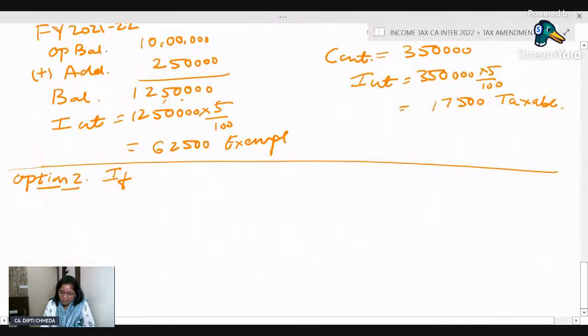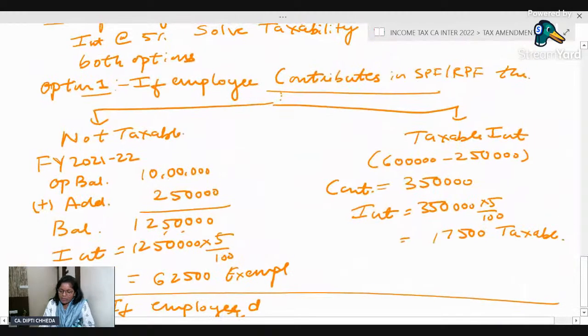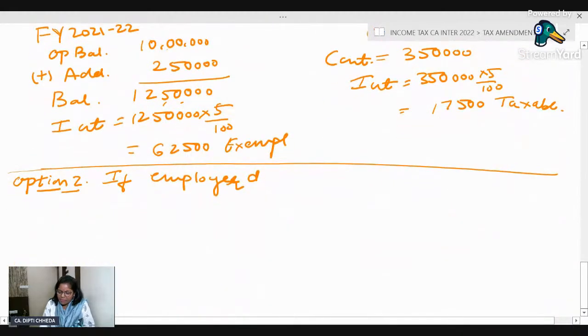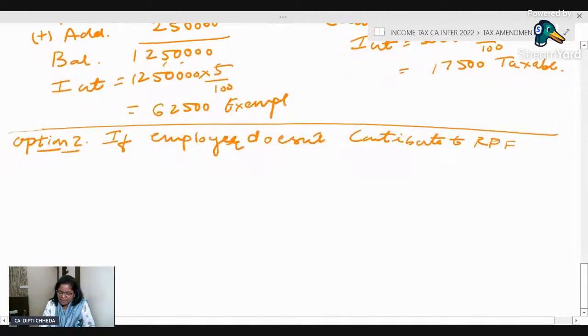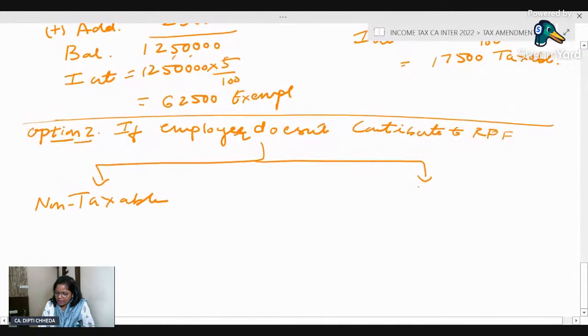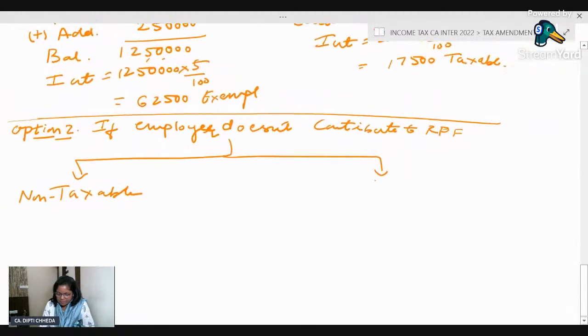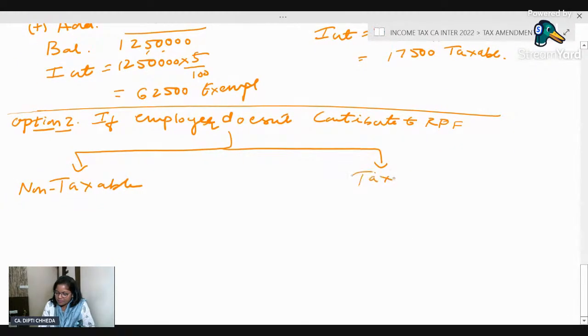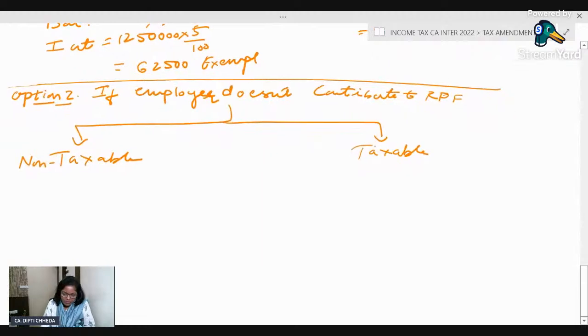If employer, this is employer. If employer doesn't contribute to RPF, तब फिर कैसे taxable होगा? Taxable, first we will write non-taxable, non-taxable. This side I am writing it as taxable. How much is the opening balance? 10 lakh.